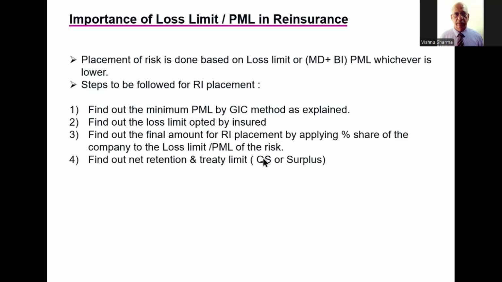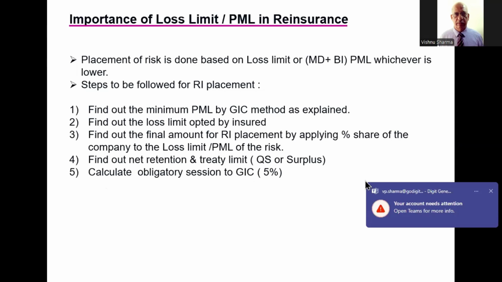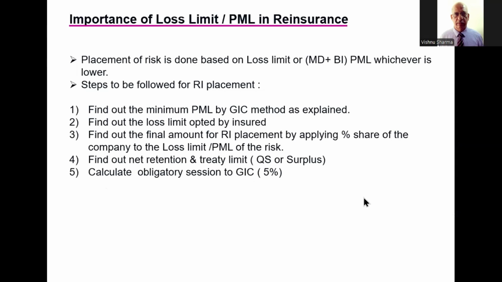Find out the net retention. What is the net retention under quota share or surplus treaty, as explained earlier, whether it is 20 crores, 40 crores, 50 crores. Then find out what is the obligatory cession of GIC. It is fixed. Understand? It is fixed 5%. GIC obligatory cession. Then arrange for facultative support for the spillover. Then we will see in an example how it is done.